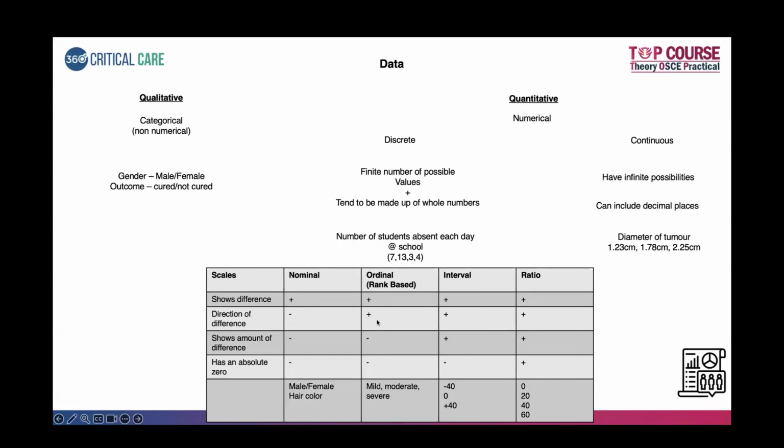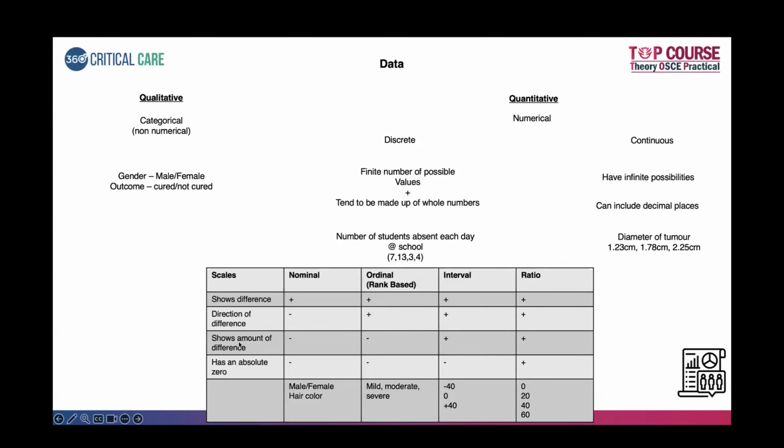Whereas in ordinal, you do have a direction of difference. Maybe they were better, but they could have gone to good or they could have gone to best. So they could have gone one step up or one step down. Similar is true for intervals and for ratios.